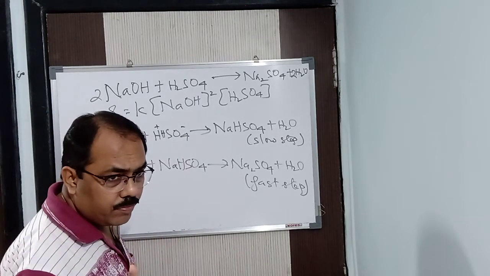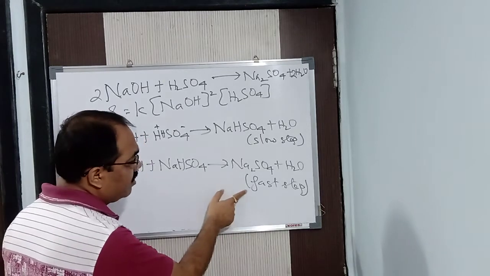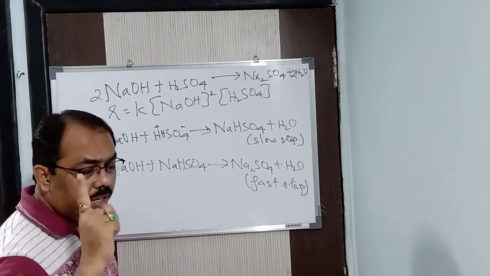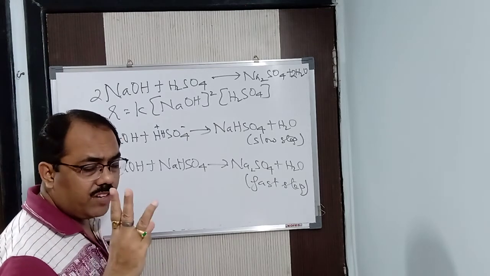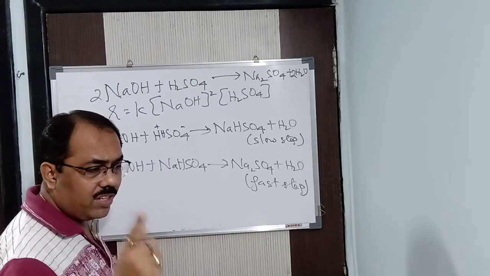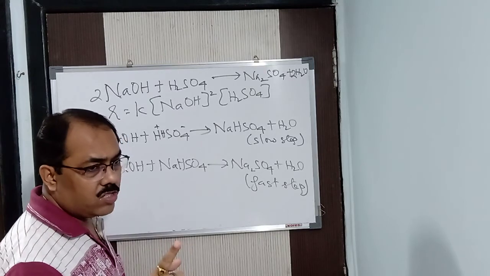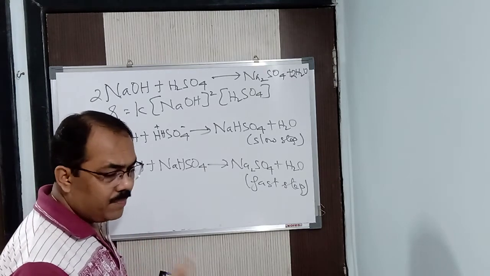determining step. Why? Because from the fast step we cannot determine the rate. Remember what I said. In the beginning of the reaction, there are three types of reaction I said: instantaneous reaction, very slow reaction, and moderate or slow reaction.